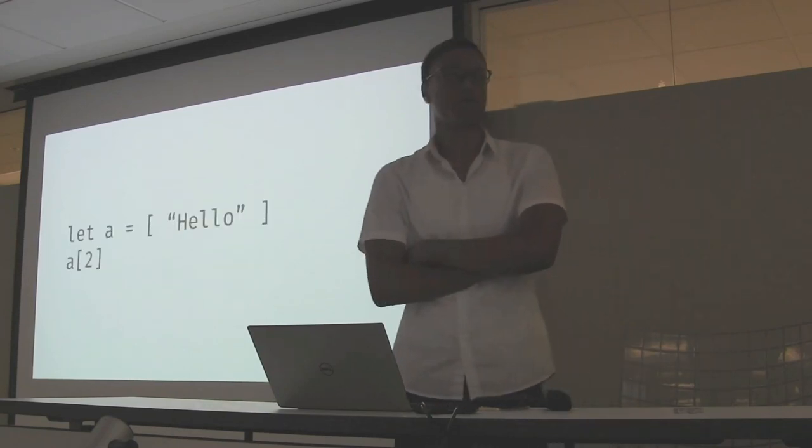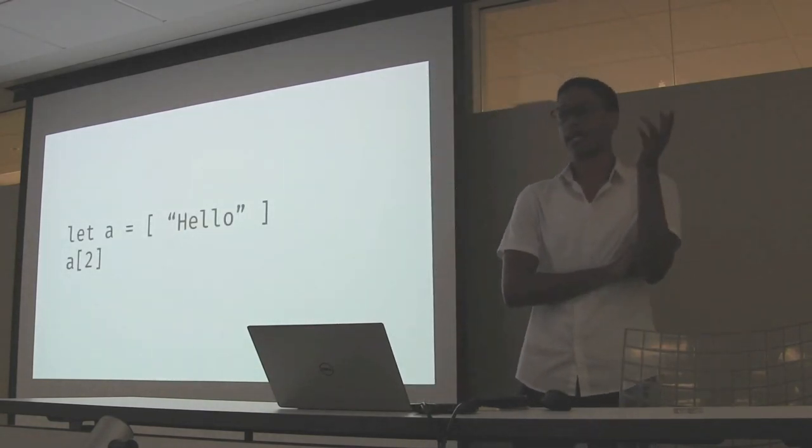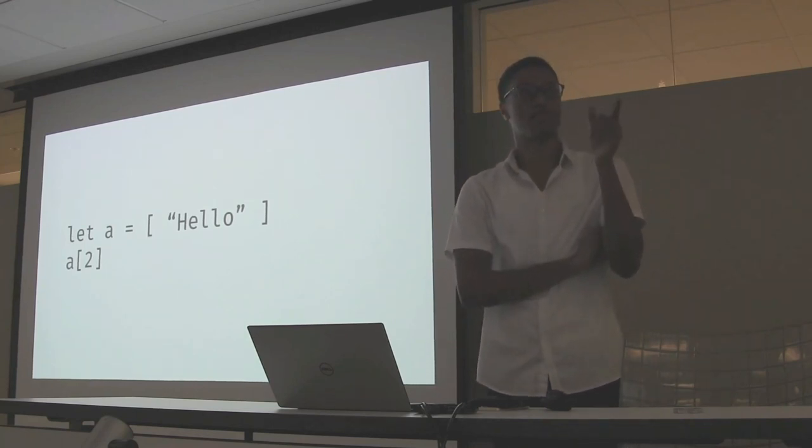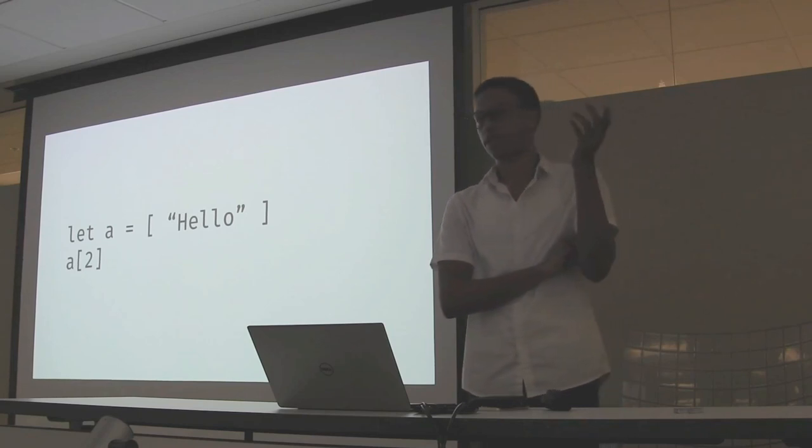So I'll show you a little bit of Swift. Here we're making an array. Let is how you define constants in Swift. And so A is a constant array. We're going to access it using two. But this array, that's an index out of bounds.